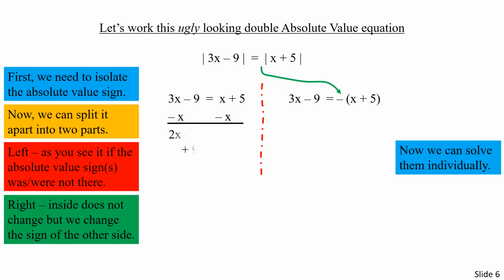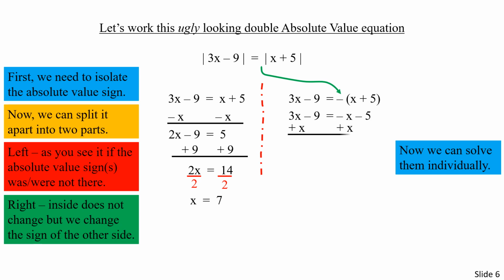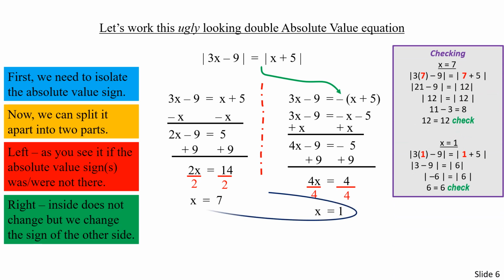Let's solve the one on the left. And we get x equals 7. If we solve the one on the right, first remove the parentheses and then go through its process. We get x equals 1. And we should check these. And they both check.